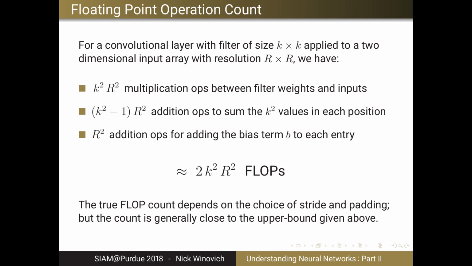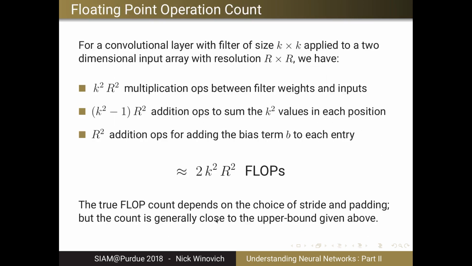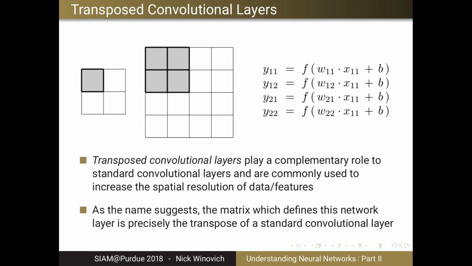We also add the results, if you look back on the previous slides. So we have an addition operation here, which will correspond to k-squared minus 1 times r-squared addition operations. And then finally, we have r-squared addition ops for the biases to reach a total of 2 times k-squared r-squared flops. Okay, so the true value will be slightly less depending on your choice of what's referred to as padding and the strides, but it's generally close, and it's at least in this relative range.